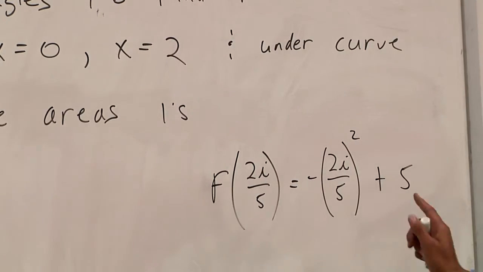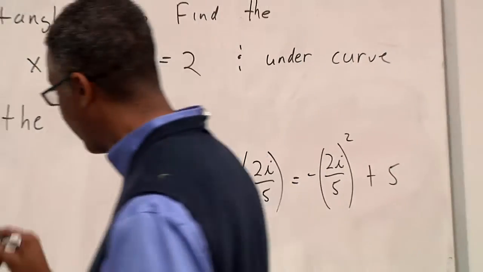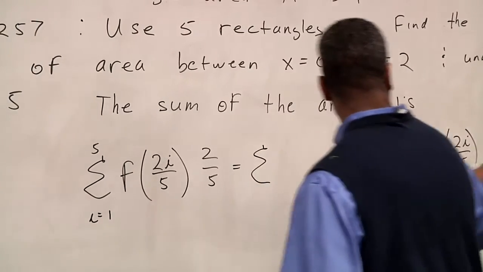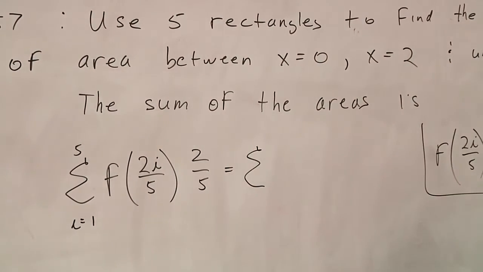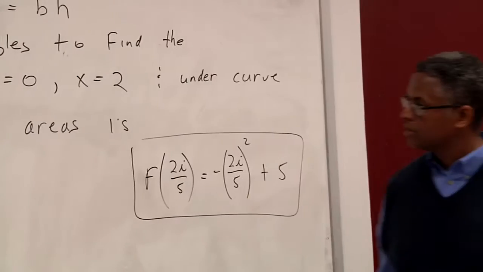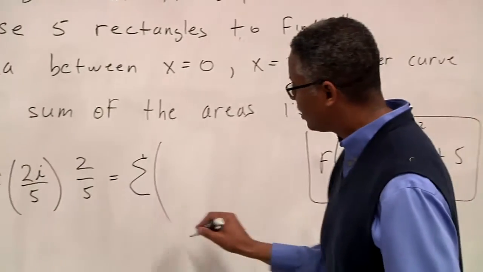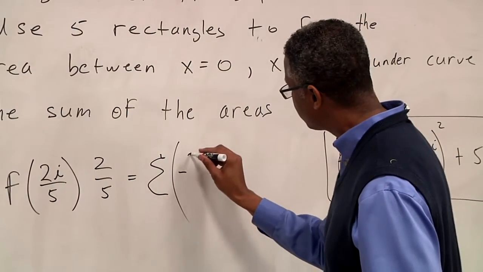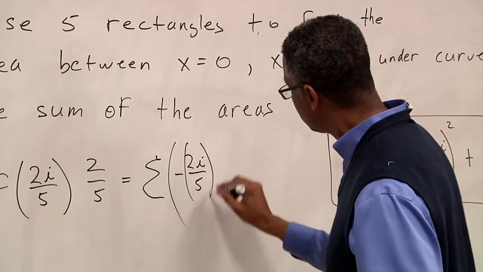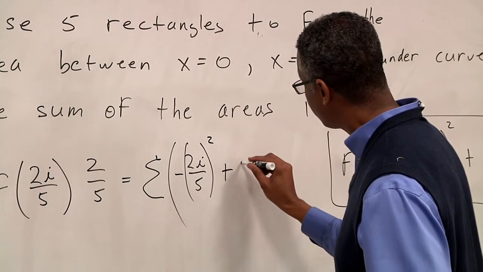So let's go ahead and do that. That's minus 2I over 5 squared plus 5. So we're going to put that over here. We're going to replace that, okay? So that's going to be the summation. The answer we got here, that's the answer we got, correct? For the answer of f of 2I over 5, we're going to do a replacement over here. So that's going to be minus 2I over 5 squared plus 5.